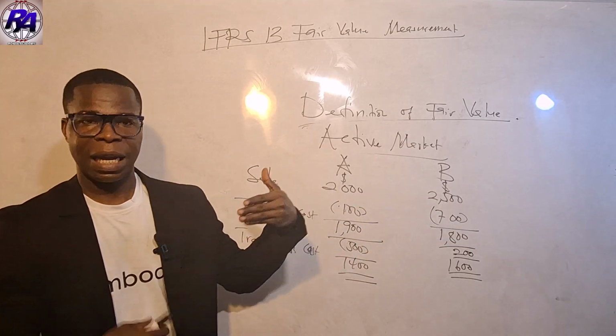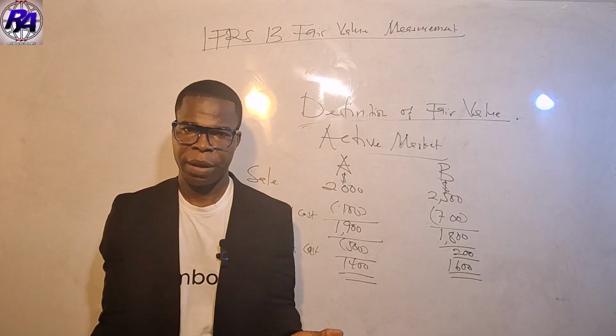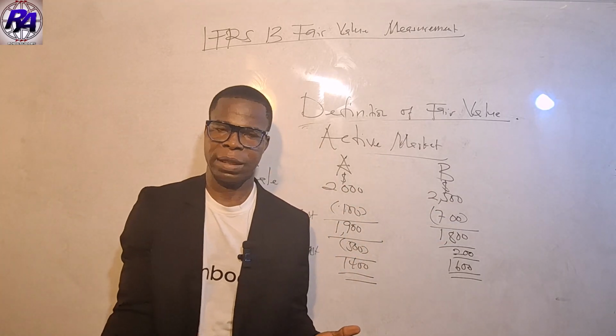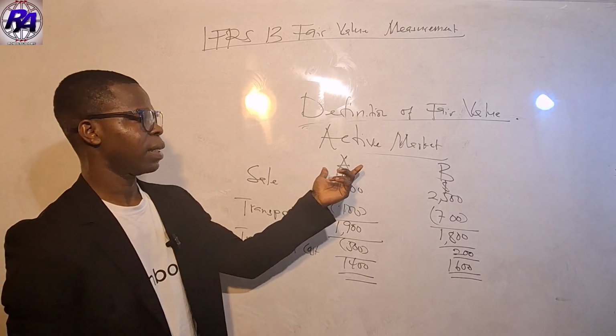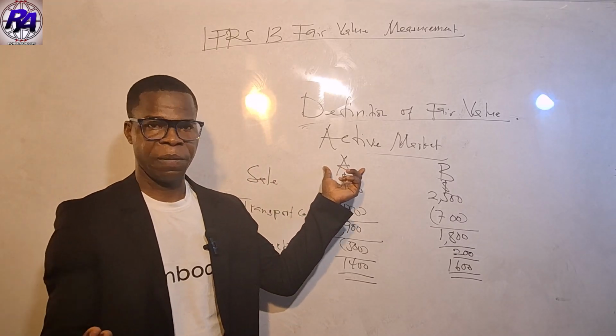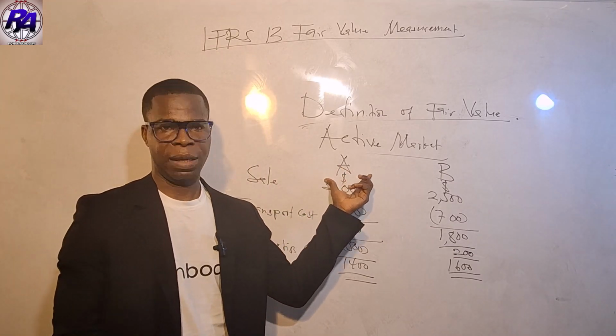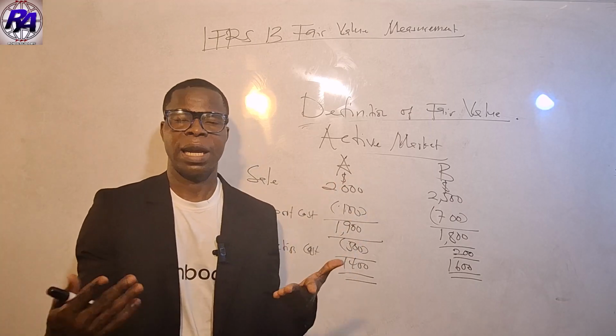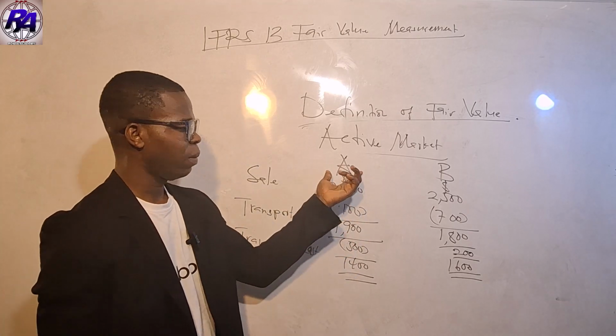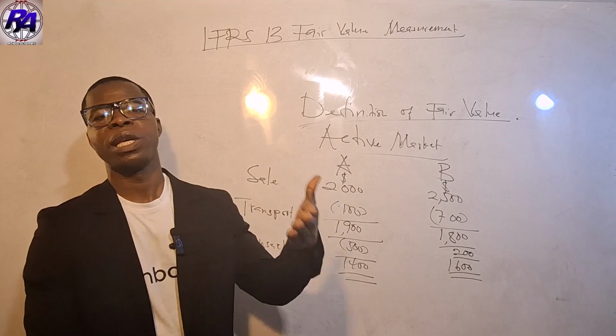Now we can ascertain the principal market. So let's assume in this case, that's how the question should be framed, that the principal market is A, because we can ascertain it. Okay. So the principal market is A, what will be your fair value?